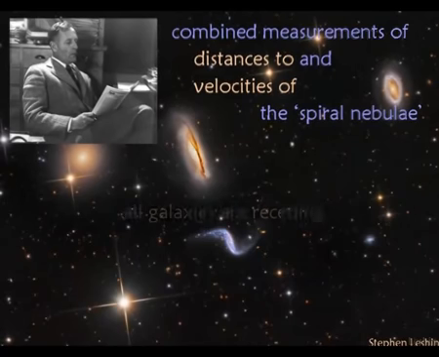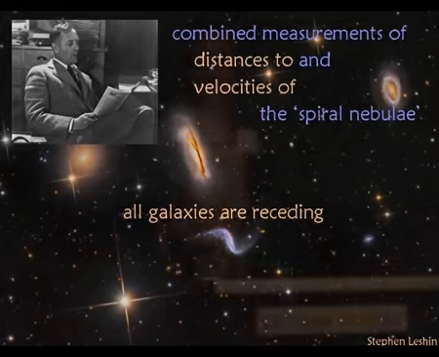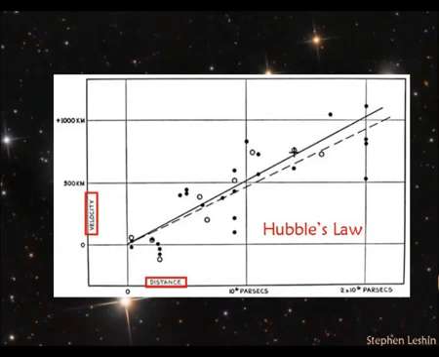So Slipher had already shown that nearly all galaxies are receding. They're moving away from us. This is a big problem in a static, unchanging universe. You might expect some to be coming towards you, some to be going away, not all of them to be running away from us. But what Hubble showed, or his plot showed, and what he's really famous for, is this relationship between the distances and the velocities of these galaxies. And here's his plot. He shows there's a linear relation between the two.